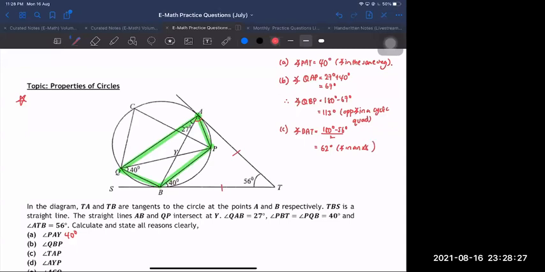Wait, I'll answer questions in a while. So angle TAP equals 62 degrees minus 40 degrees, which is 22.